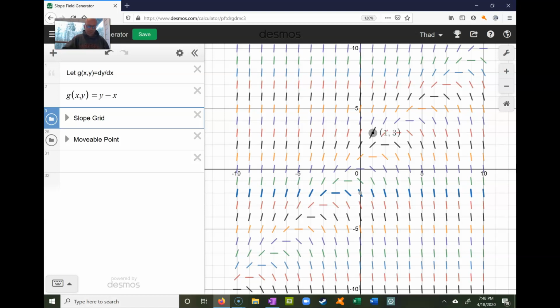And by the way, I'm assuming most of you are familiar with Desmos. If you just go into Desmos and search for slope field generator, this thing pops up. There's a pre-made one in there. So anyway, I hope this will get you started on the idea of slope fields, and just kind of begin playing around with it.